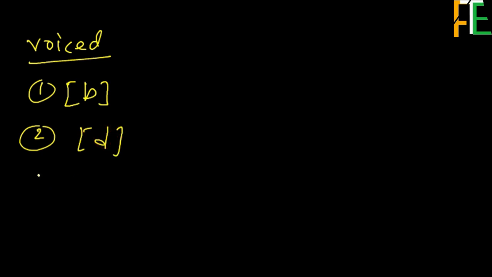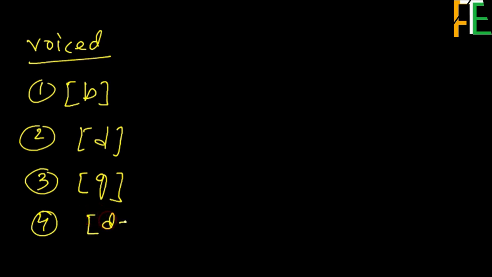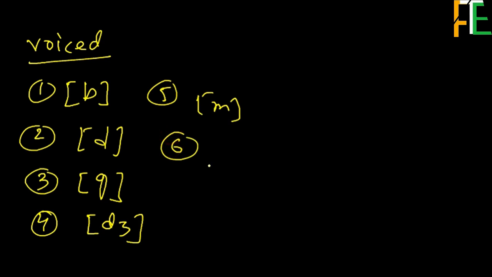Da, da. Some are more vibrating, some are less vibrating, but vibrating. Then we have ga. Then we have za. We have ma. You can feel the vibration inside your neck, in the vocal cords, while pronouncing these speech sounds.